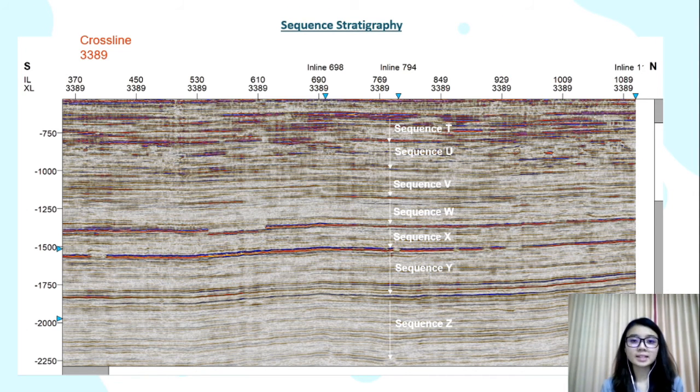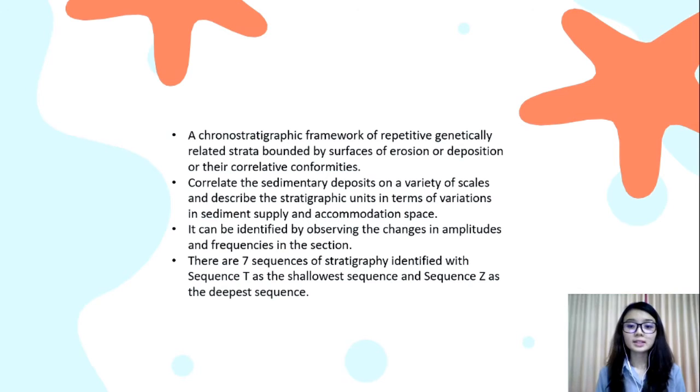And here in this slide we can see the sequence stratigraphy. We have a total of 7 sequences here, with sequence T being the shallowest and sequence Z being the deepest. Sequence stratigraphy is the study of rock units within a chronostratigraphic framework of repetitive, genetically related strata bounded by surfaces of erosion or deposition or their correlative conformities. It can be identified by observing the changes in amplitudes and frequencies in the section.